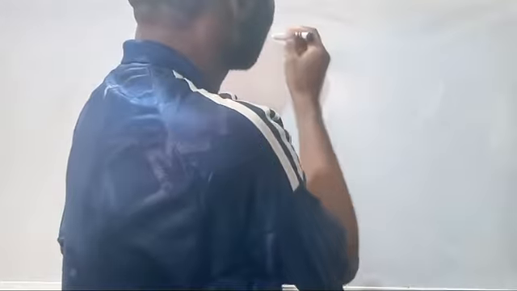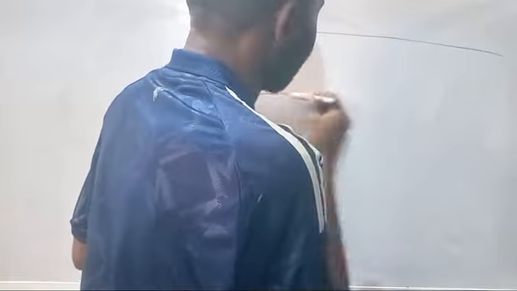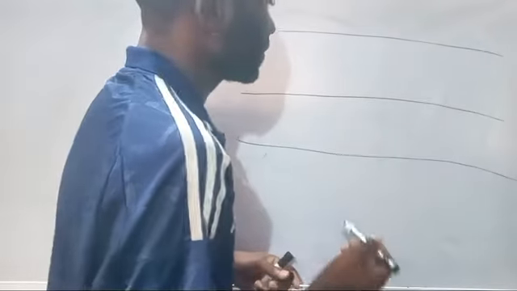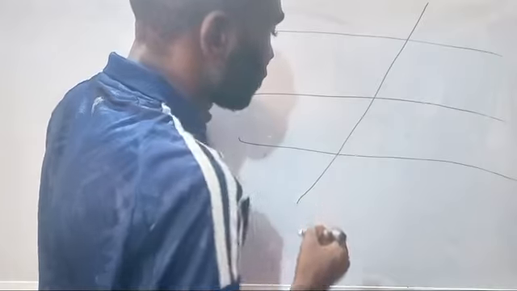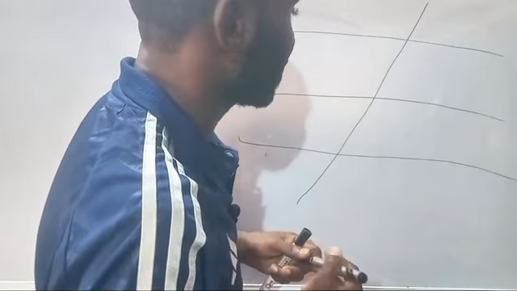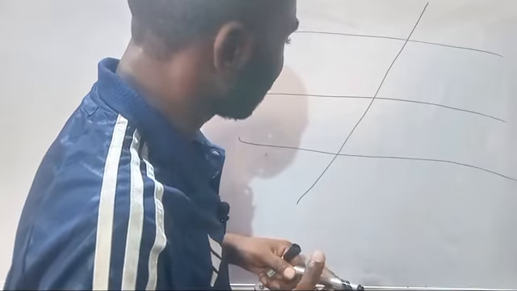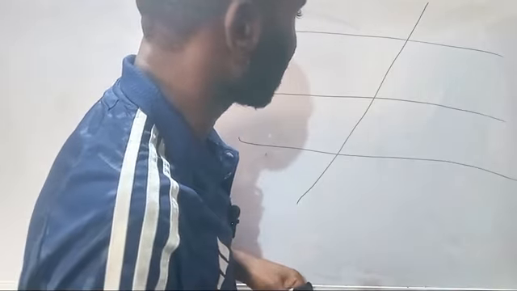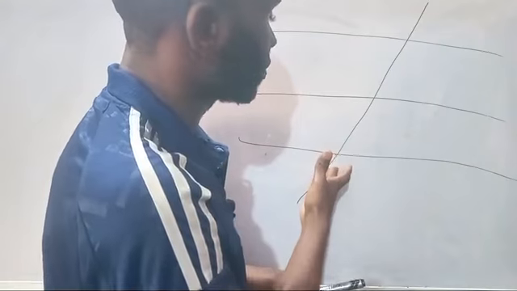So when you have parallel lines drawn like this, this is what we call parallel lines. And a transversal is a line that cuts across those parallel lines. So when a transversal cuts across those parallel lines, angles form.